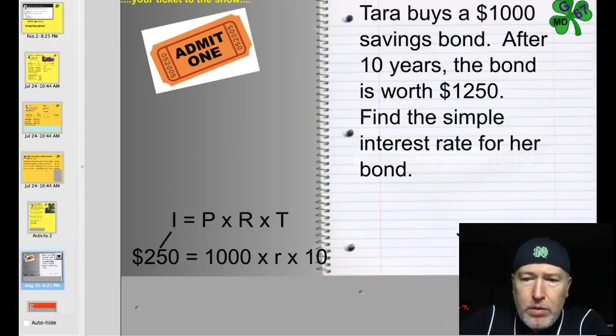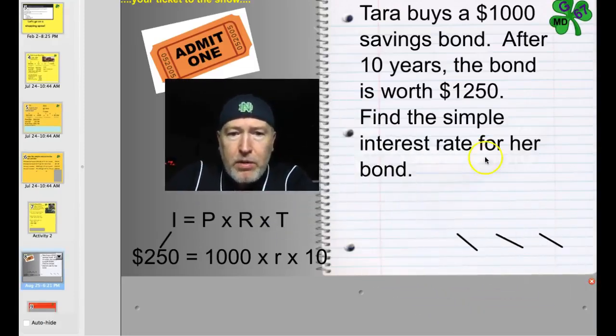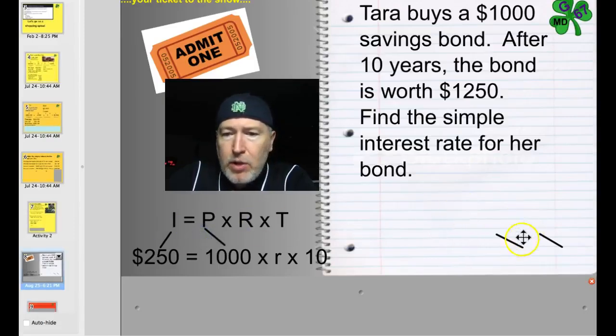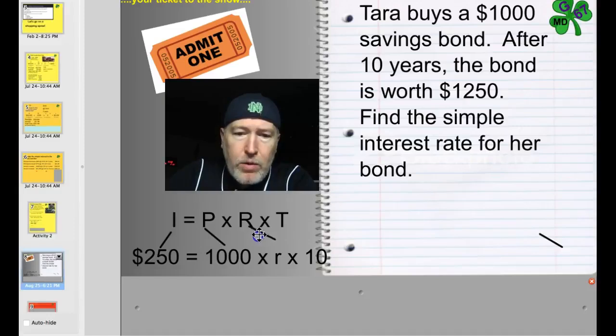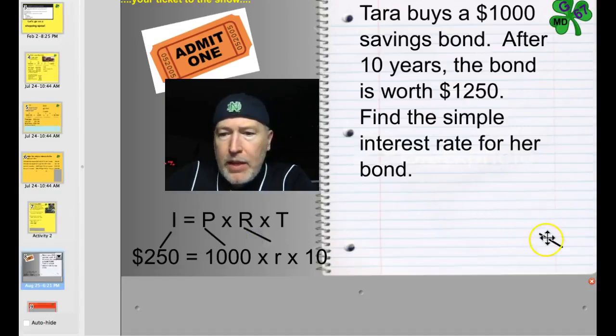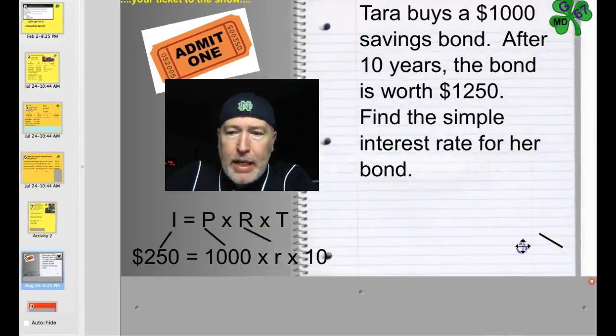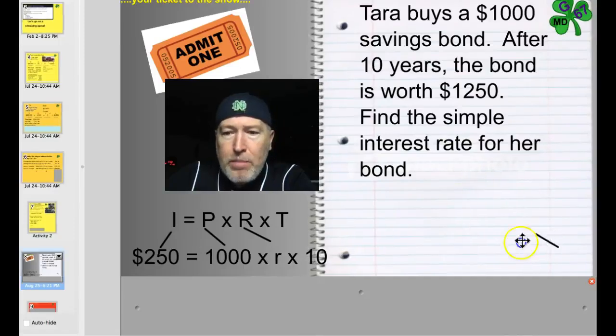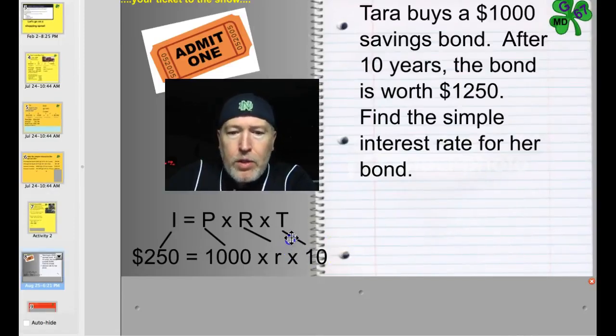The principal then was $1,000. That's the amount she invested. Her rate, we don't know. We're going to solve for that. And the time was 10 years. I'm not going to give you any more, no matter how much you beg me. Go ahead, make that into a one-step equation and find out what the interest rate was. It's just like the Tommy Tutos question. You can go back and take a look at that.